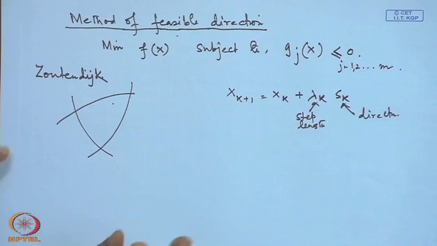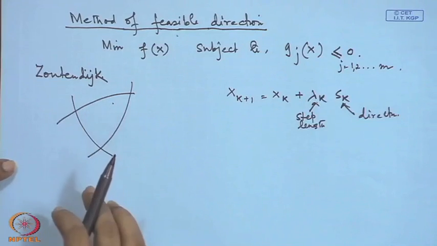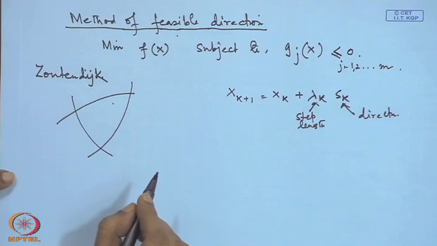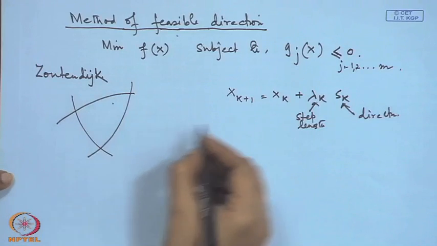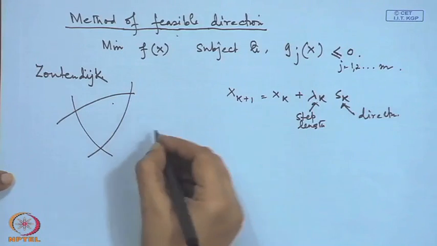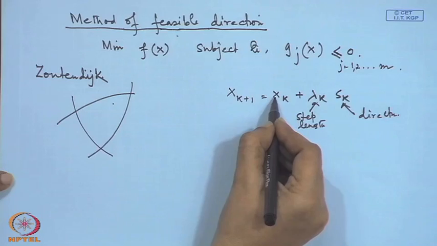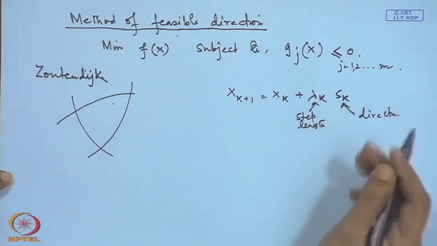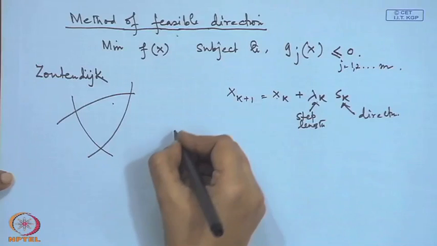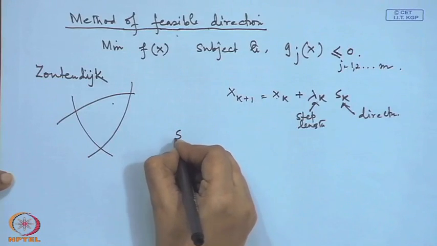Zoutendijk has suggested a technique. He has said, just move through the usable direction, and then we will adopt a better path. That is the idea. Now, let me tell you what that is. As we know, if I move from a point xk to the next point xk plus 1 with the direction s, then we can say that s is a feasible direction.